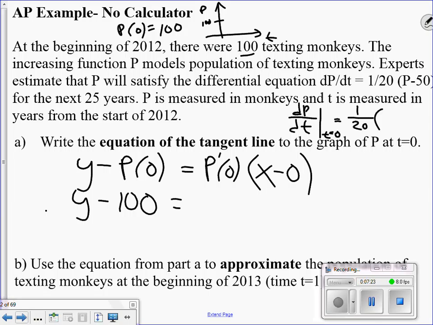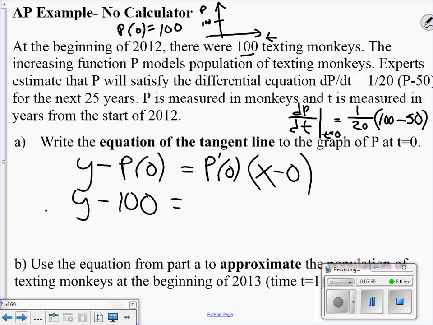What do I plug in for p? I know it's when t equals 0. I want the derivative at 100, because at t equals 0, the population is 100. Okay, so there's the slope of our tangent line.